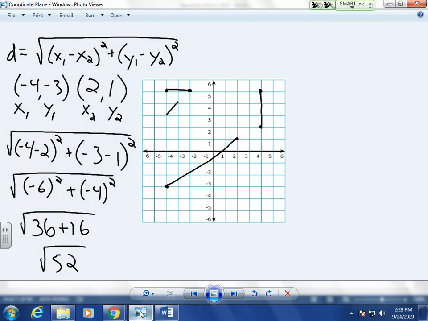6 plus 4 is 10. Doesn't that work like that? No, math doesn't work like that. You need to do the addition within the root before taking the root of each piece.